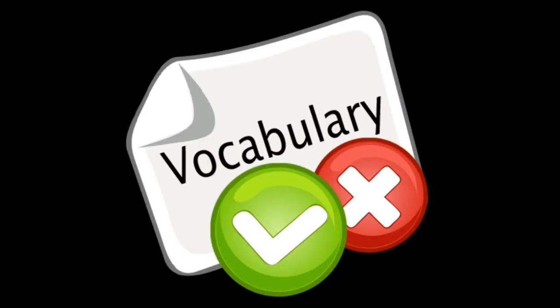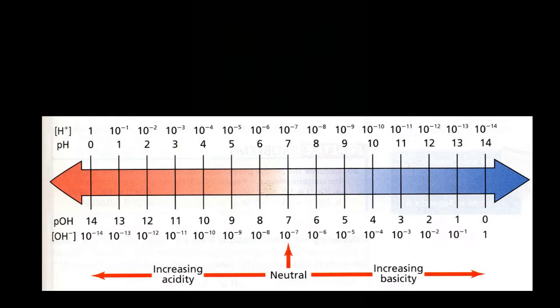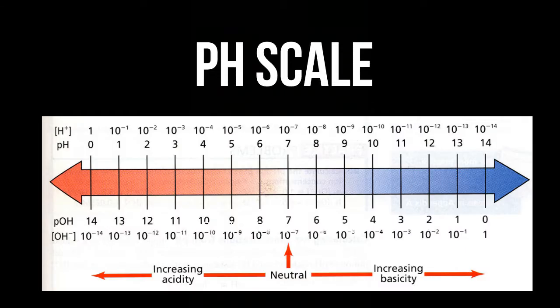Acid rain is made of combined pollutants that make the rain acidic. It has a pH level of less than 5. The pH scale is used to measure the acidity and alkalinity of a substance. The pH scale ranges from 0 to 14. A pH of 7 is neutral, higher than 7 is basic, and lower than 7 is acidic.